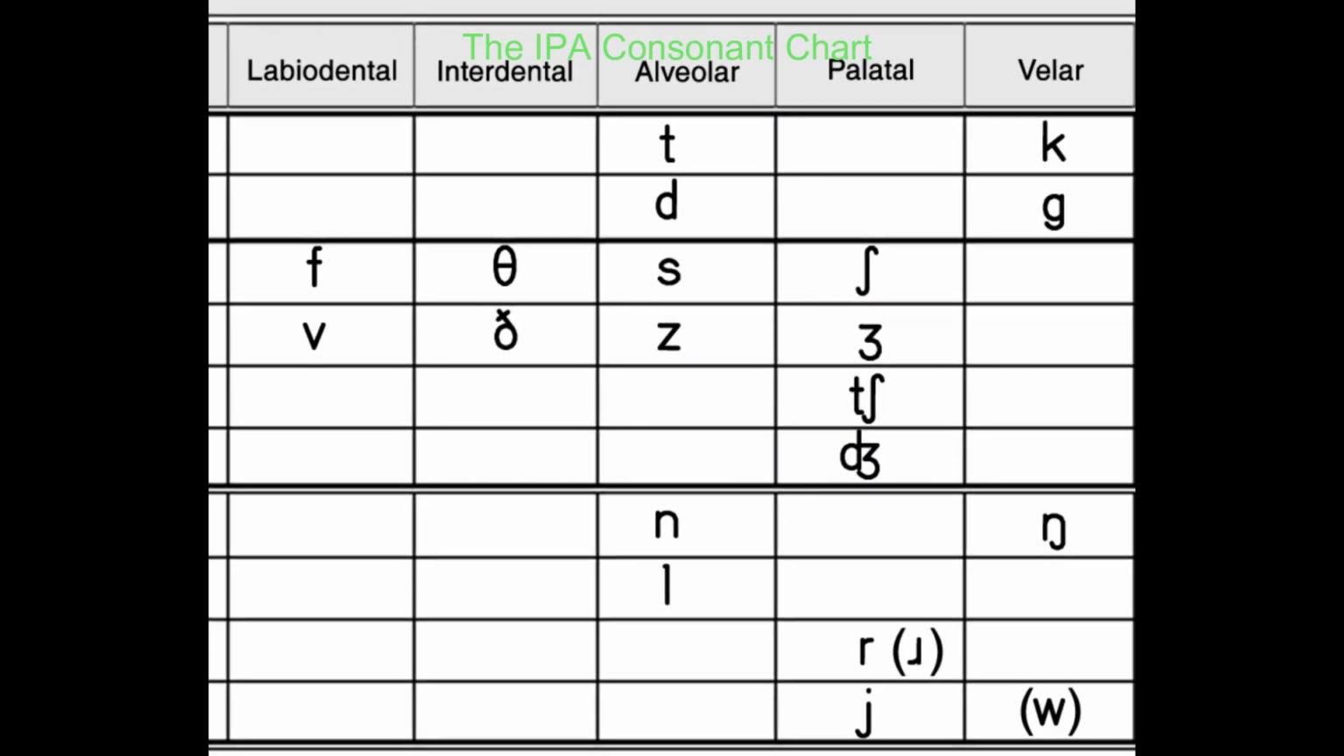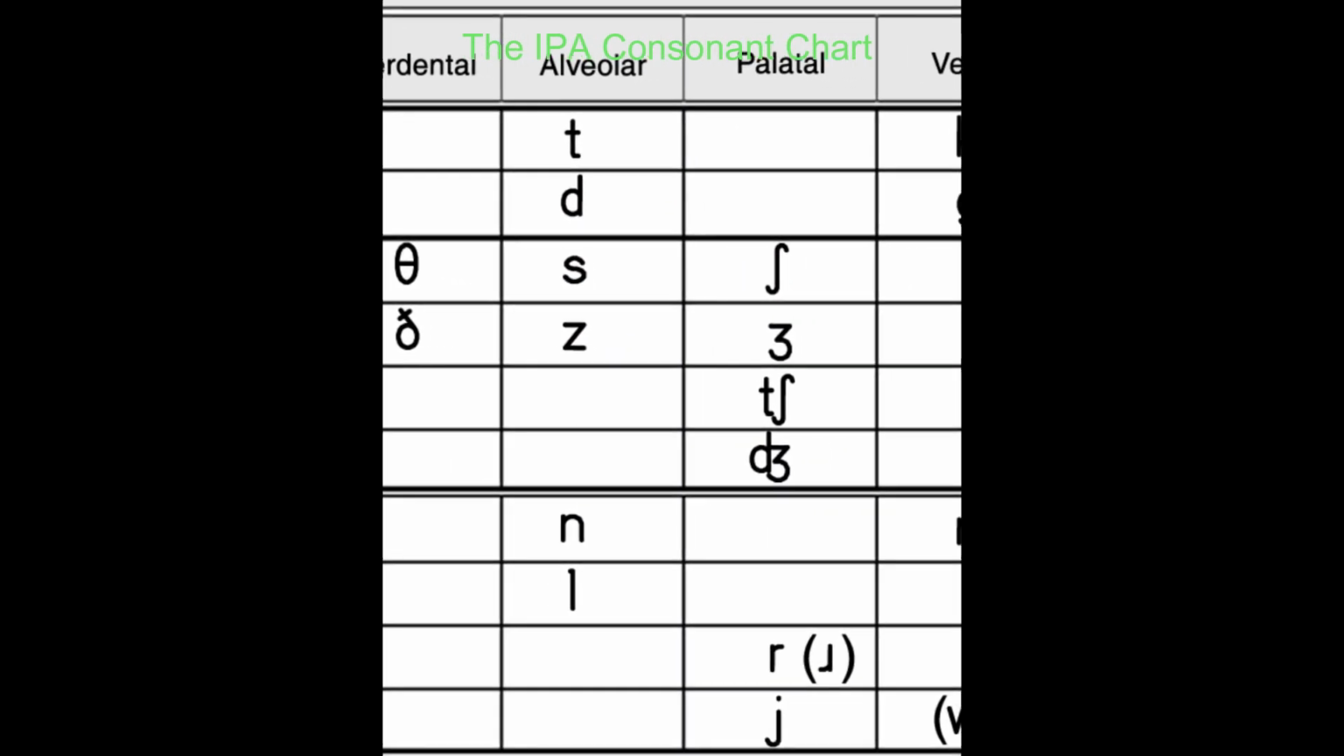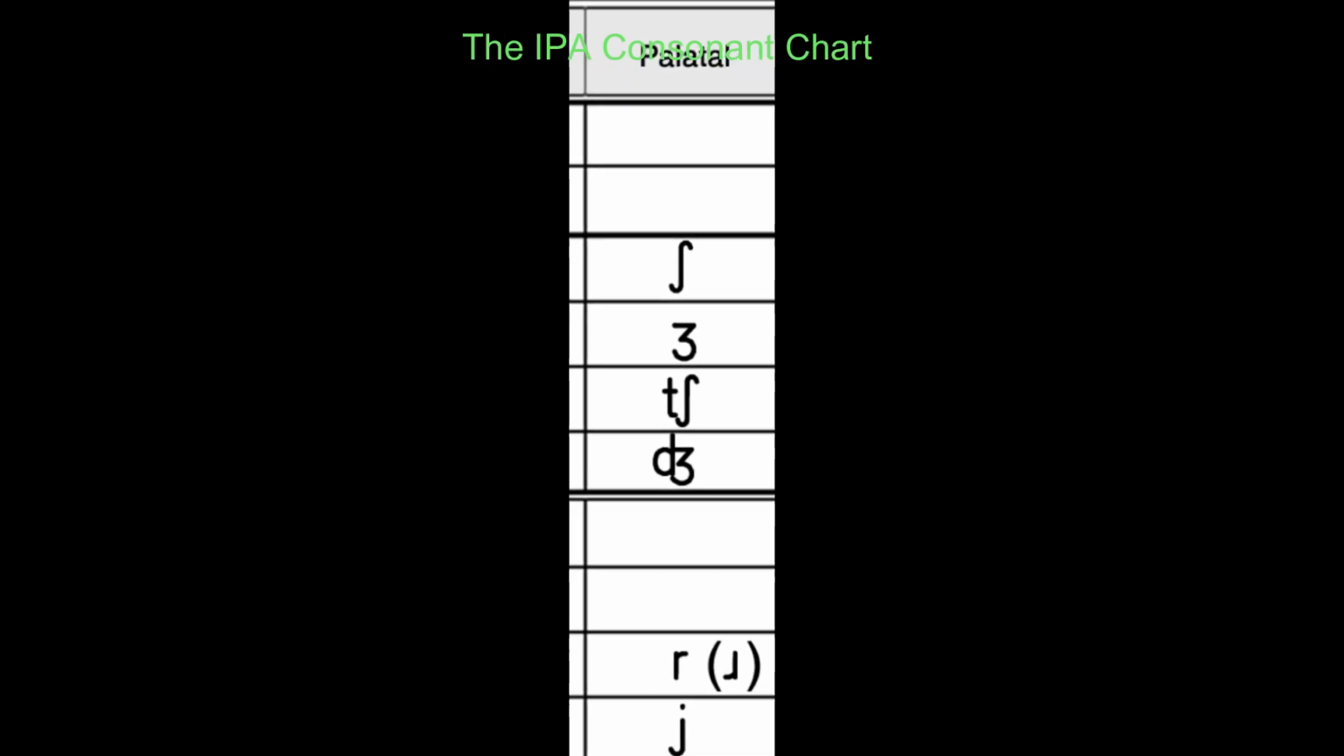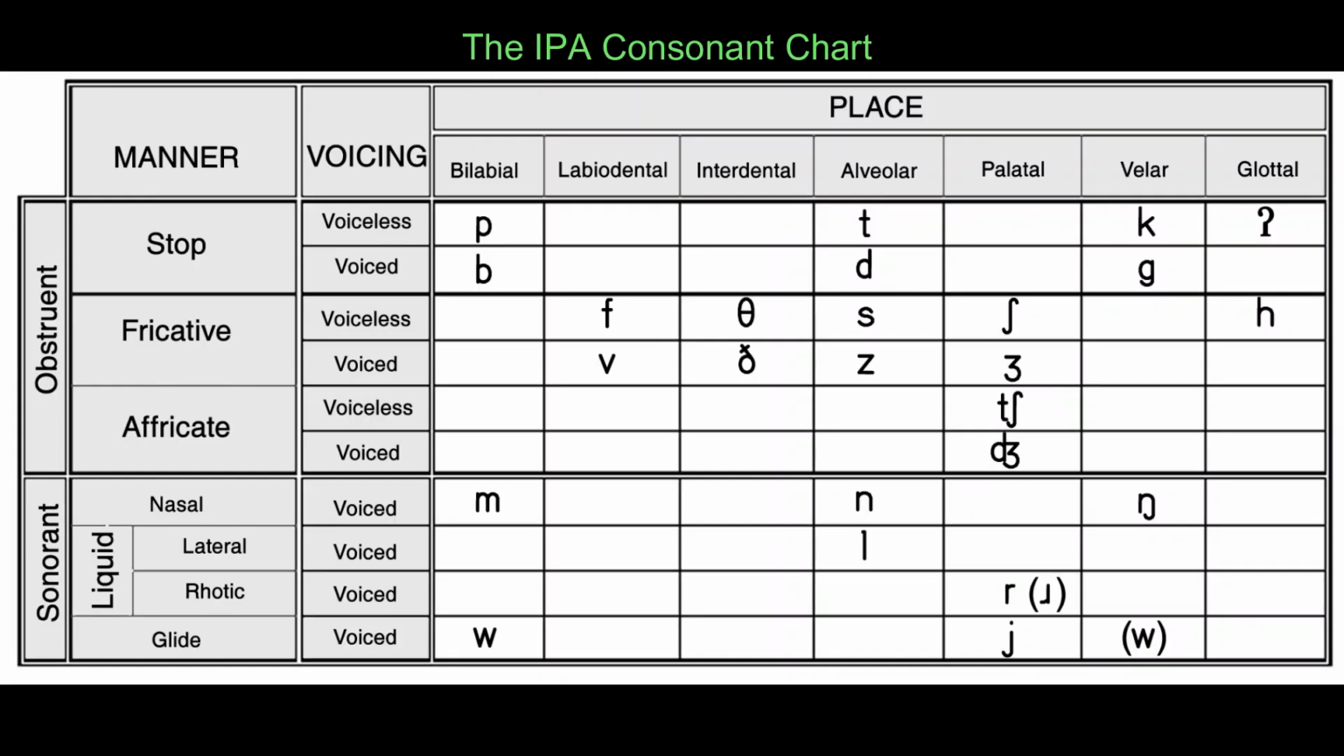Palatal. Palatal consonants are consonants that are produced by the body of the tongue approaching or touching the hard palate. The hard palate is the hard part at the top of the mouth, beginning just behind the alveolar ridge. It is also called the roof of the mouth. Palatal consonants are sha, ja, cha, ja, ra, and ya.